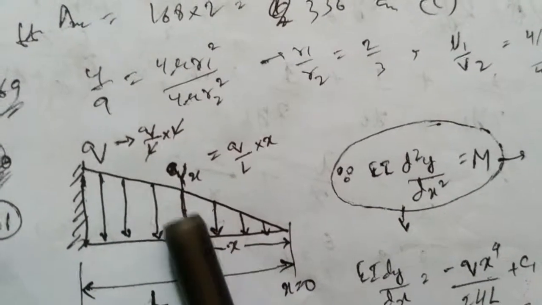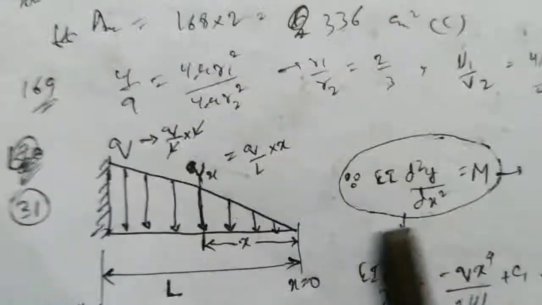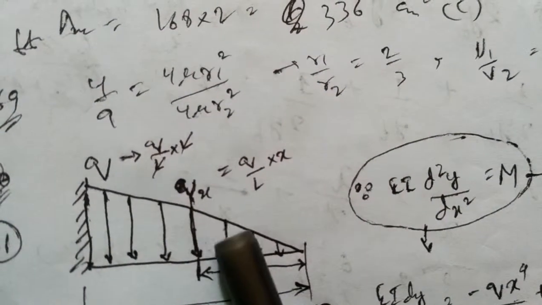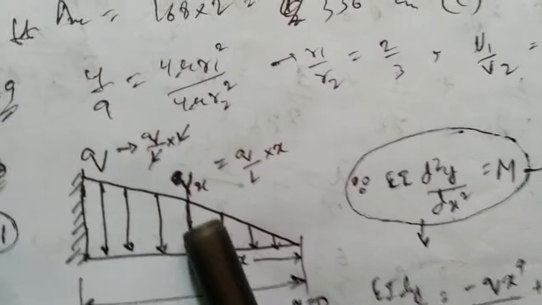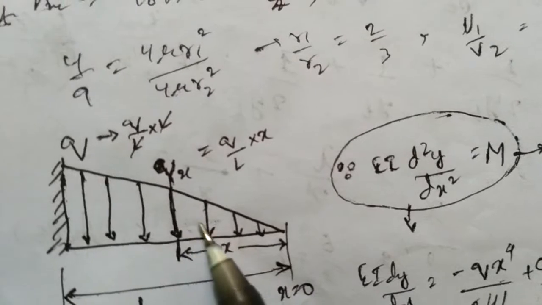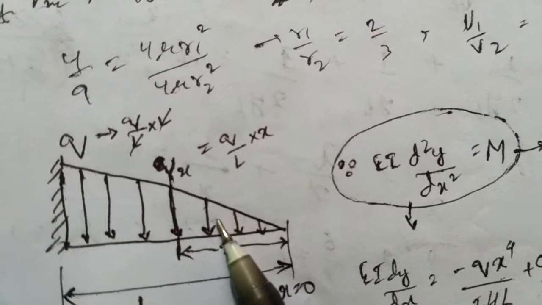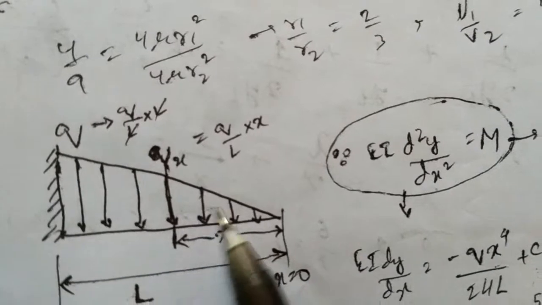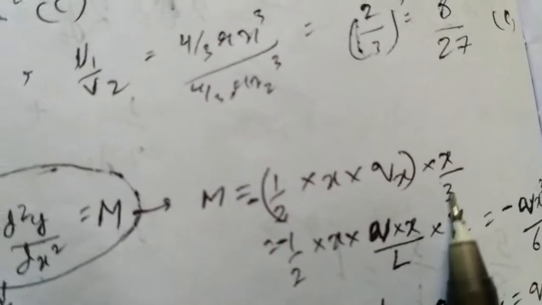What will be the area of this? It is a triangle, 1 by 2 into base into height. Base will be x and height will be qx, so 1 by 2 into base into height, qx into L. Qx is equal to this, and this is x by 3. Why is it x by 3? Because this is a triangle, and for this triangular load the centroid will be somewhere here, at one third of the length from one side, and two thirds of the length from the other. So the moment will be acting about this point, so the load into this length will be x upon 3, and the other is 2x upon 3. So this is why we have written x by 3.